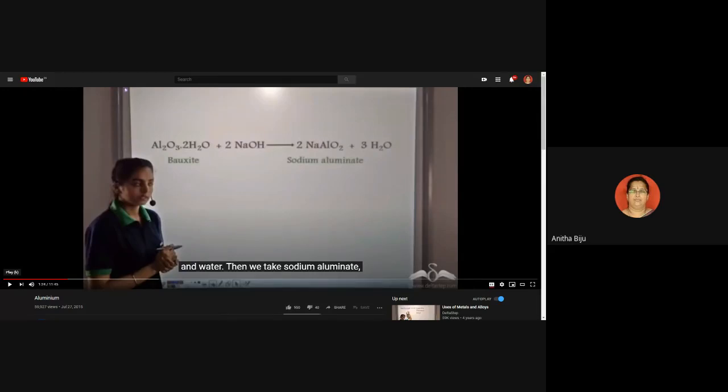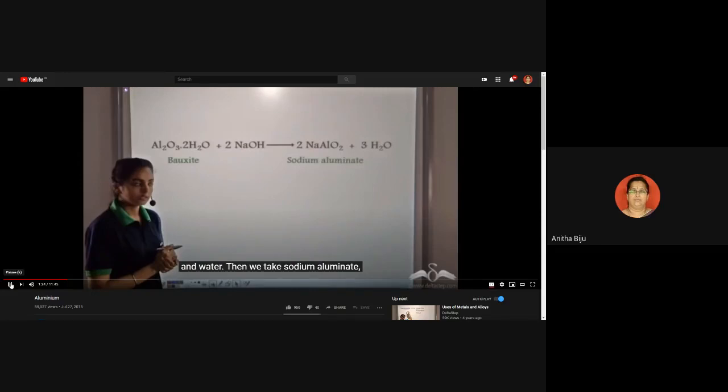Here the temperature is near about 473 to 523 Kelvin. 473 is minimum and 523 is maximum. And the pressure is 35 to 36 bar. Pressure is near about 35 to 36 bar. So along with the equation, we need to remember these two.